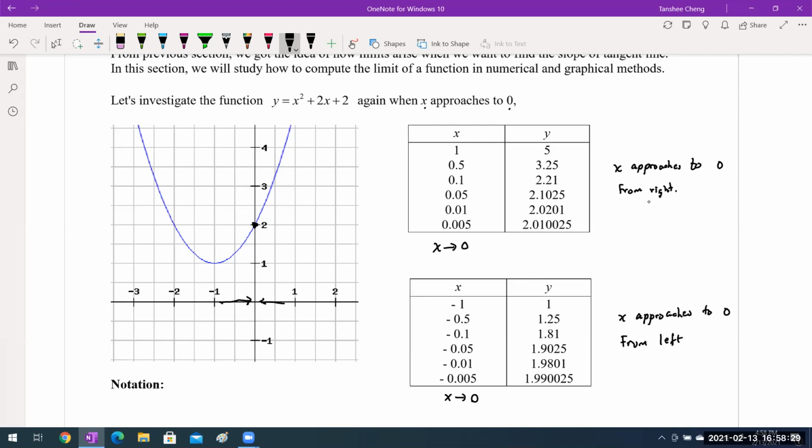What we found out is that both of them, the output value from either the right-hand side or the left-hand side, is getting closer and closer to what? The 2, right? The output value, the Y value, 2. So this is the idea of a limit. That is the difference from a function value.